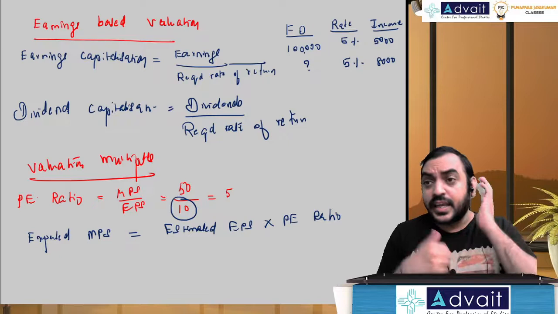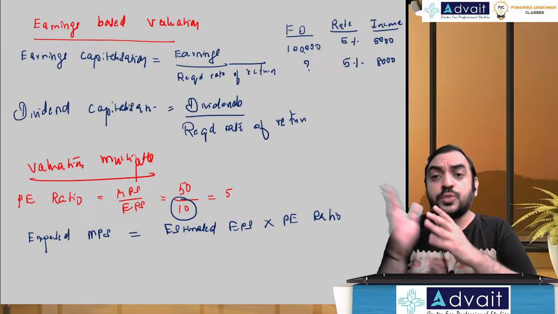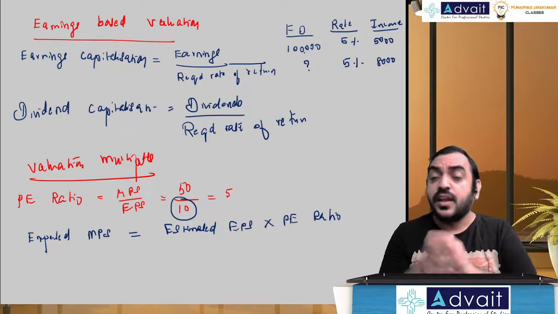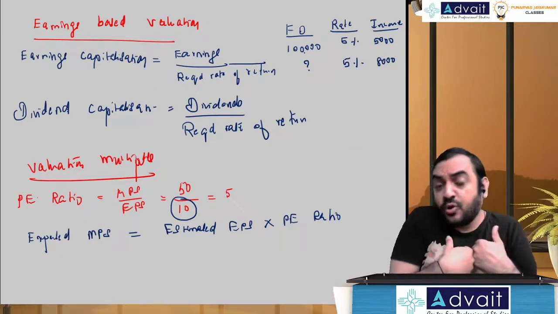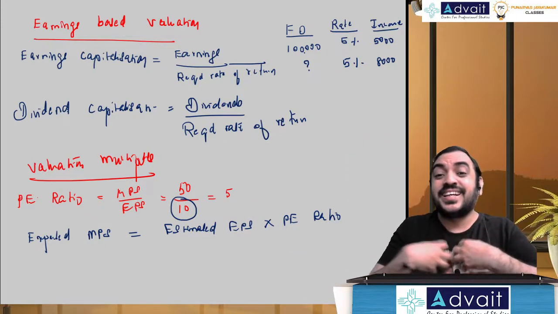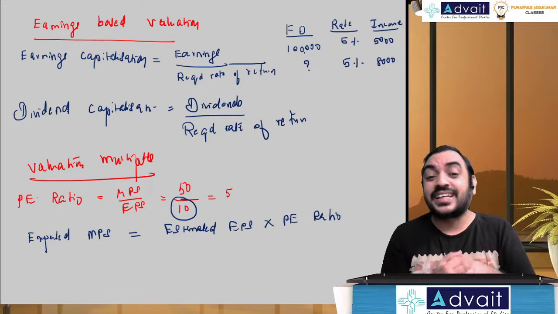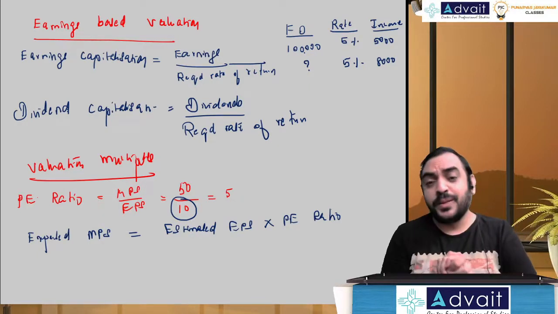Or I can apply the industry P ratio. I belong to the consumer discretionary industry, and the P ratio of that industry is 12 times. I am only 5 times, but the industry is 12 times. That means my company share is undervalued as compared to the sector. So this stock should be purchased.